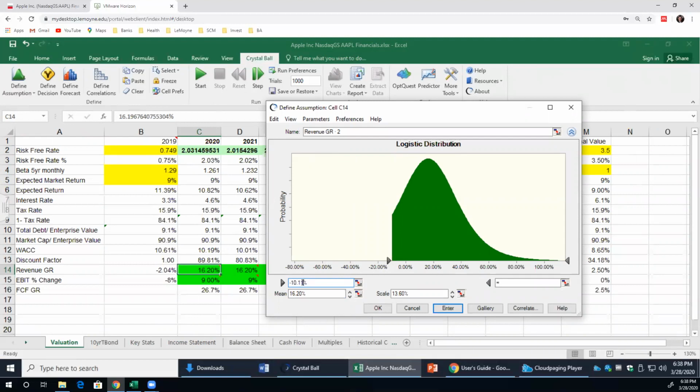Okay, negative 10%. I don't think Apple's revenue in the next 10 years will go down more than negative 10% per year. And for the upper bound, I would like to truncate again at around 55%, as I discussed with you. So these are my assumptions, okay? Please make your own assumptions and click enter and click OK.